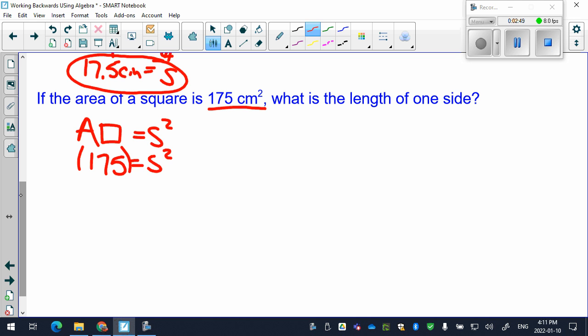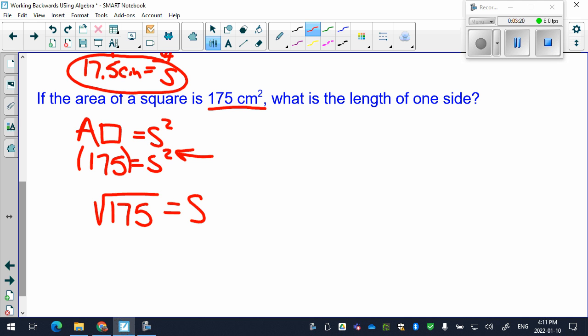Now, in this case, I'm not getting rid of a 4 like we did with perimeter. I have to get rid of this squared sign. And from our earlier work, we know the only way to get s by itself, or to isolate for just s, is to get rid of that squared sign. And the tool on our calculator that helps us do that is the square root. So in this case, and we'll have another example when we do circles, we have to take the square root of that in order to get s.